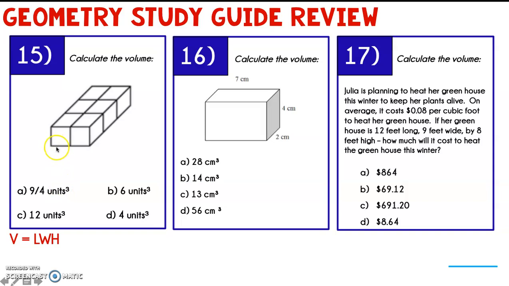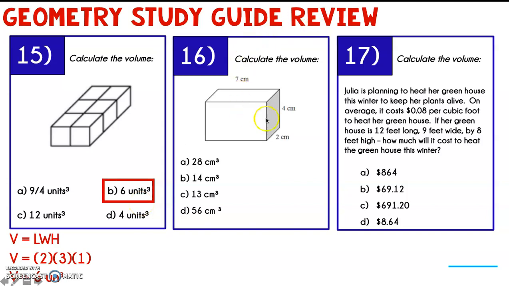Our length is 2 units. Our width is 1, 2, 3 units. And our height is 1 unit. So we're going to take 2 by 3 by 1. 2 times 3 times 1 gives us 6 units cubed, which gives us the answer B.